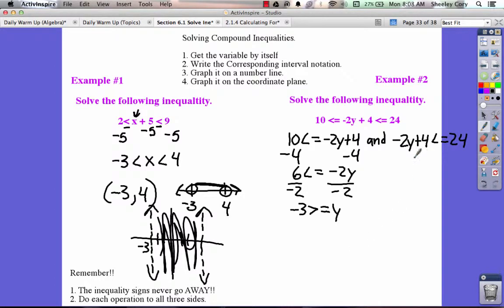Now let's solve the other side. We subtract 4 from both sides. That gives you negative 2y less than or equal to 20. And we're going to divide by a negative 2.